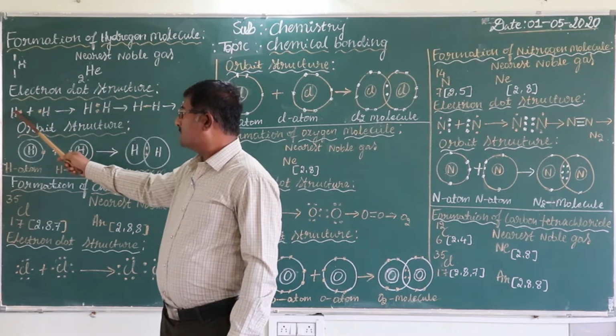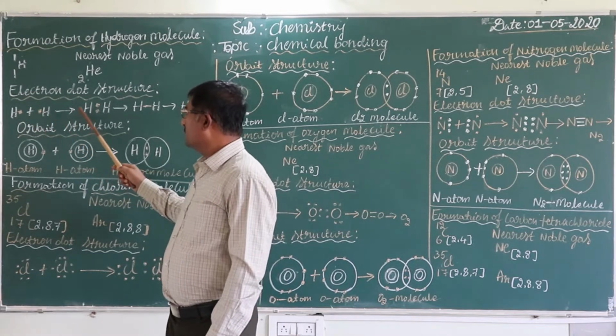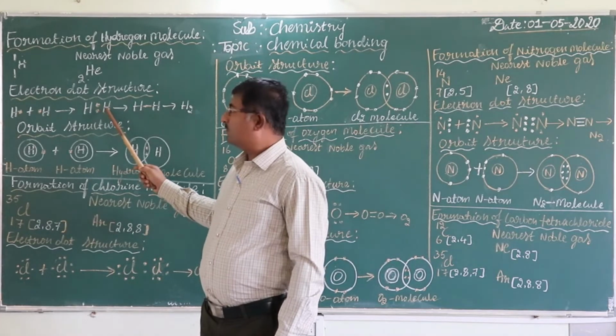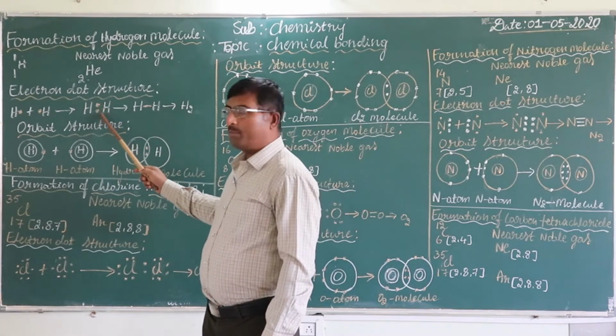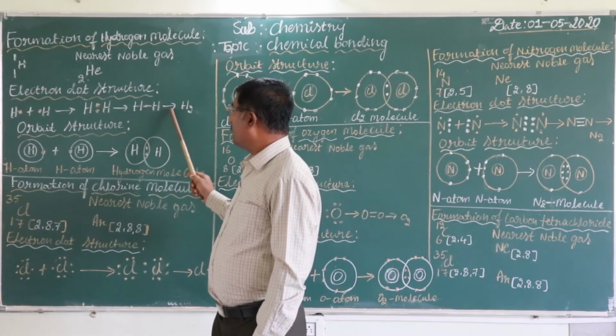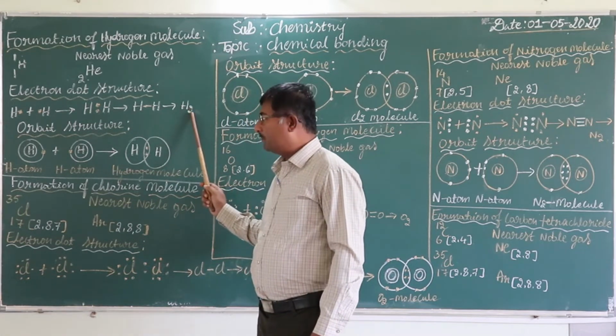When covalent bond formation takes place between these two hydrogen atoms, one pair of electrons will be shared. So one pair of electrons is shared between the atoms, which means one covalent bond will form between the two hydrogen atoms and a hydrogen molecule will form.